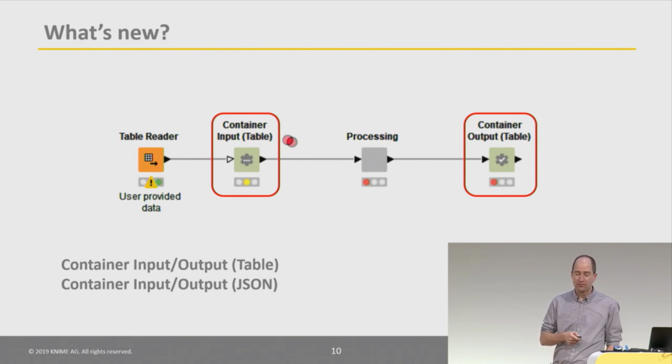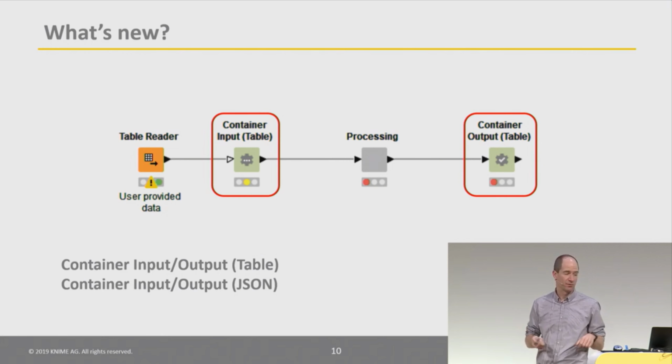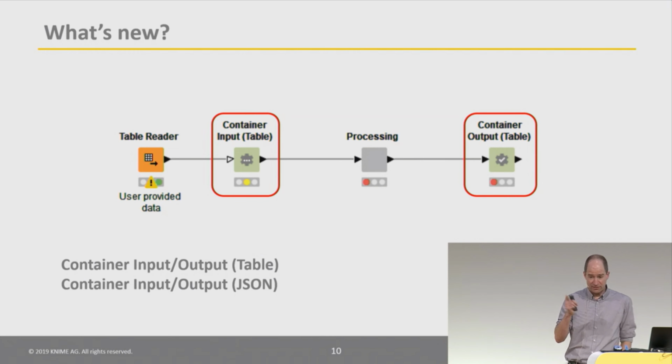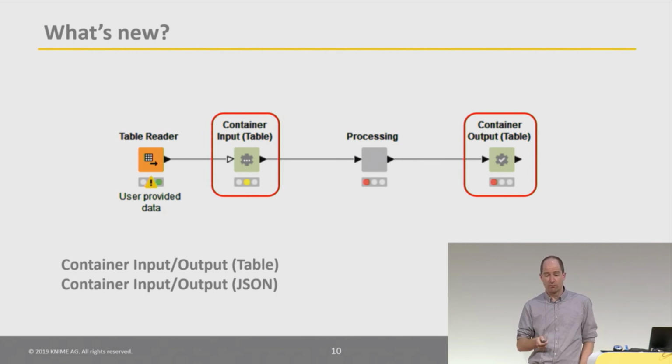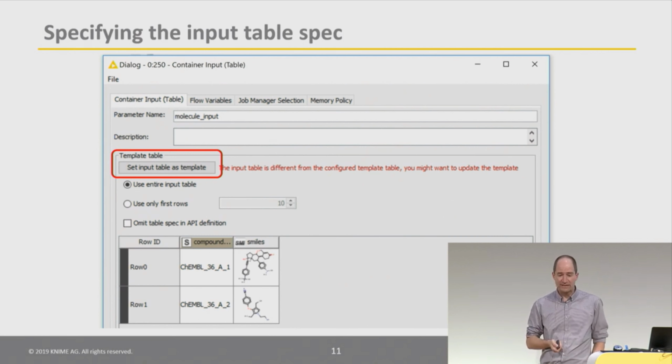You used to be able to do this also relatively easily, but it involved a few more nodes. You had to think about JSON. Things were a bit complex. Now with container input table and container output table, it's really, really easy to deploy, to create REST workflows. If you look at the configuration dialog for container input table, one of the reasons it's so nice is there is this big button, set input table as template.